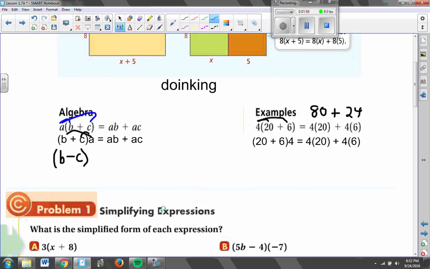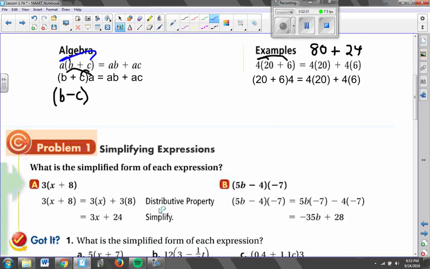Now, if we look at a couple examples, they're asking us to simplify here in letter A, 3 times in parentheses x plus 8. Well, this is a number multiplied in front of two numbers added together in parentheses. So I can just distribute the 3 to the x and to the 8. 3 times x, 3 times 8. 3 times x we don't know, so we just leave it as 3x. 3 times 8, we do know, that's 24. That is as simple as we can get it.